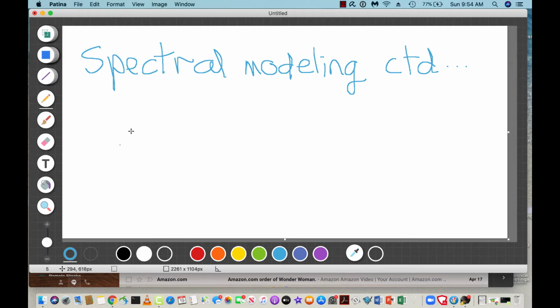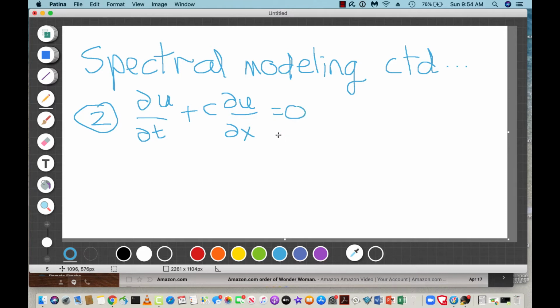Okay, let's review the simplest case that we can look at with spectral modeling. So I think I call this number 2. And we're going to have a simple equation, du/dt plus c du/dx is equal to 0. And we're going to try to solve this via the spectral approach. Little c in this is a constant.